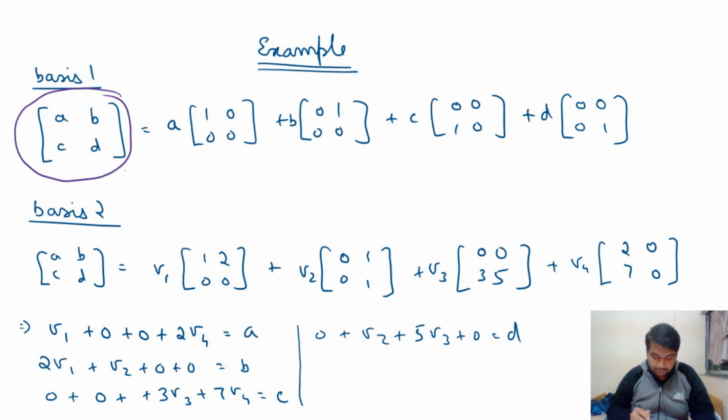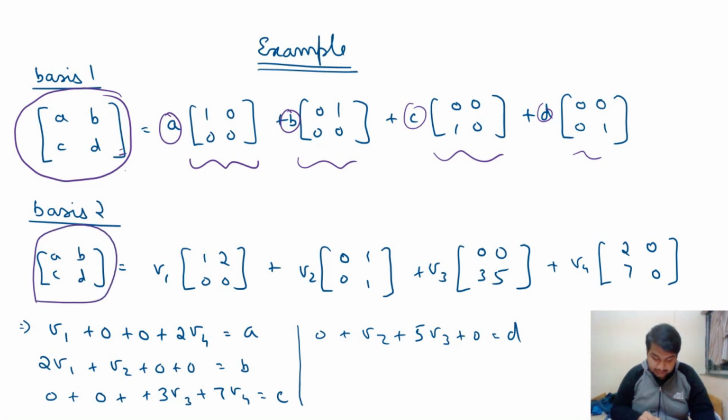So in terms of the basis 1, we can express this as A times the first basis vector, B times the second basis vector, C times the third, and D times the fourth. And in a similar way, we should be able to express the same vector in terms of the second basis, but now obviously the components are going to be different. Now how do we find these components? We just need to solve the equation for the corresponding position of the numbers in this matrix.